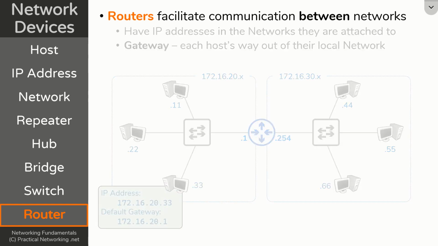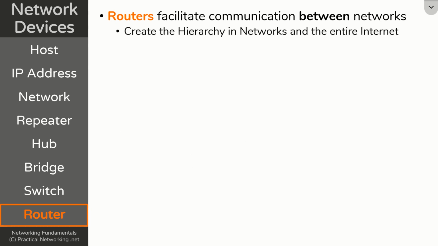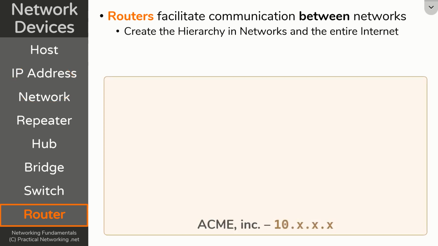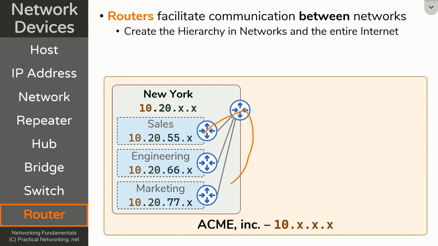Now, if we go a step higher than that, routers are actually what create the hierarchy in networks and IP addresses that we discussed in the prior sections of this lesson. For example, the New York office of the Acme Corporation had all the different teams that each had their own IP networks. Each of those networks are connected to different routers, and each of those routers are then connected to another router. If a host in the sales team wants to speak to a host on the marketing team, it's going to use its gateway, which is its closest router IP address, which is then going to send the packet to the next router, and then finally to the host on the marketing team.